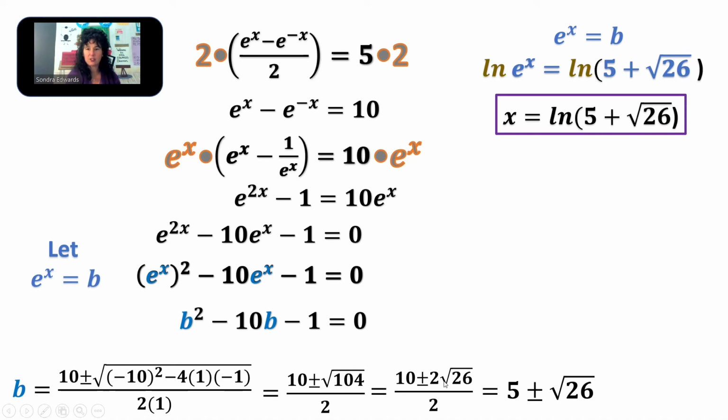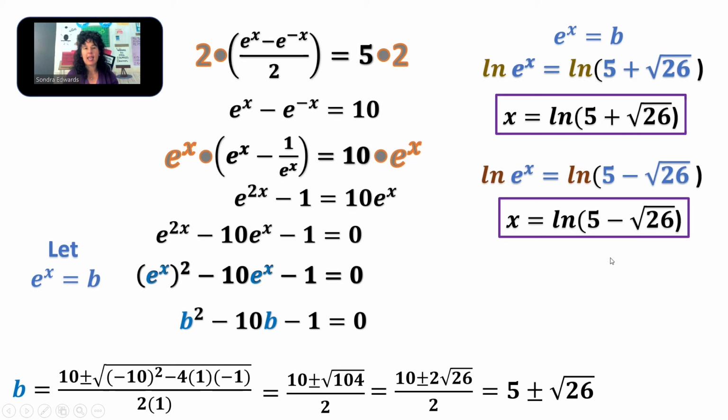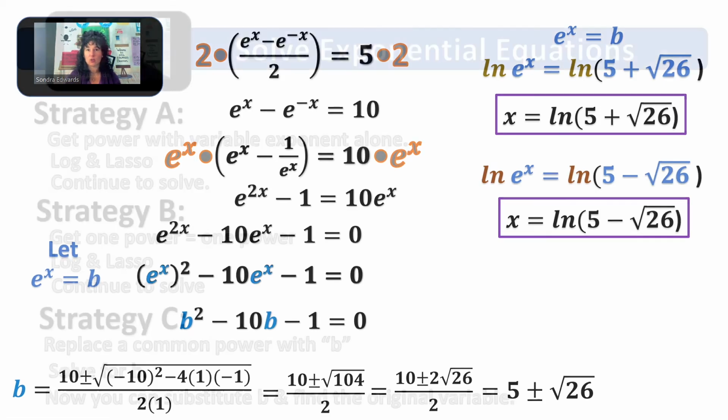We had 2 answers to b, so I'm just going to repeat. Here's my e to the x equals b, replacing b with 5 minus root 26 this time. And then to get x by itself, I'm going to natural log both sides, and we have our second solution.